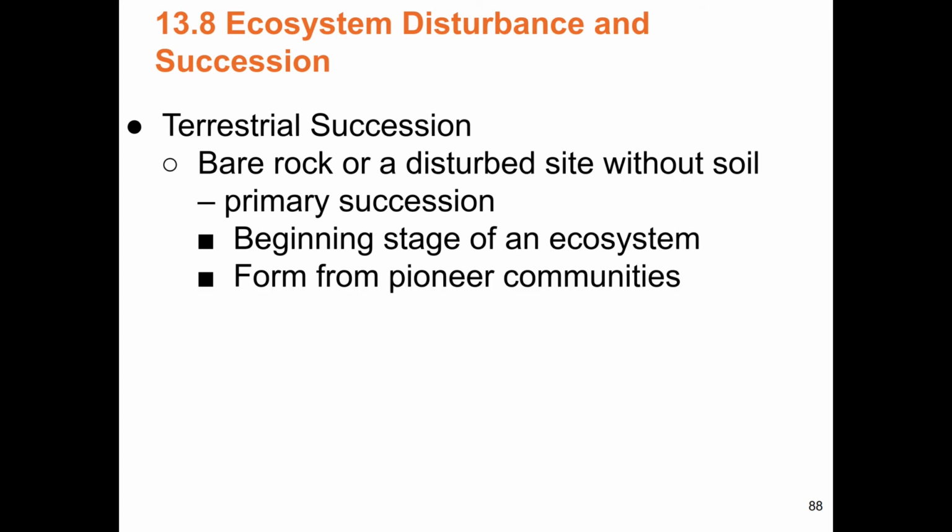Primary succession is going to start with these things called pioneer communities made up of invasive plants that can establish themselves on bare rock. Lichen, for example, can secrete acids that are going to help break down the rock.